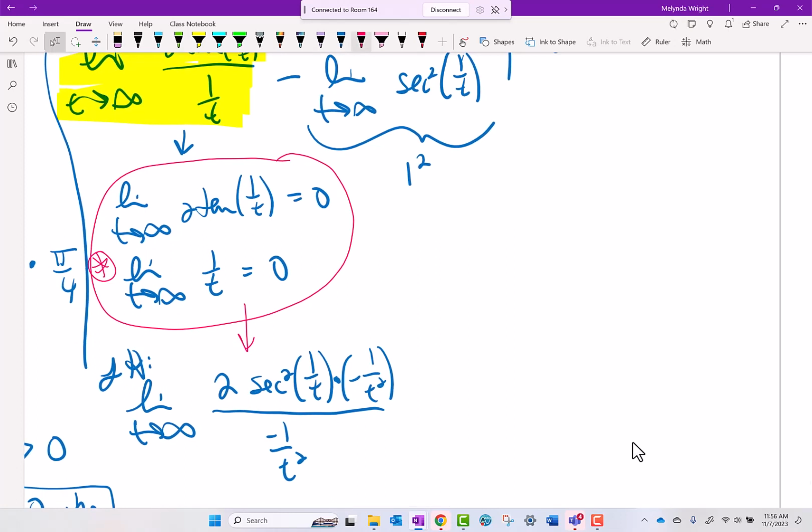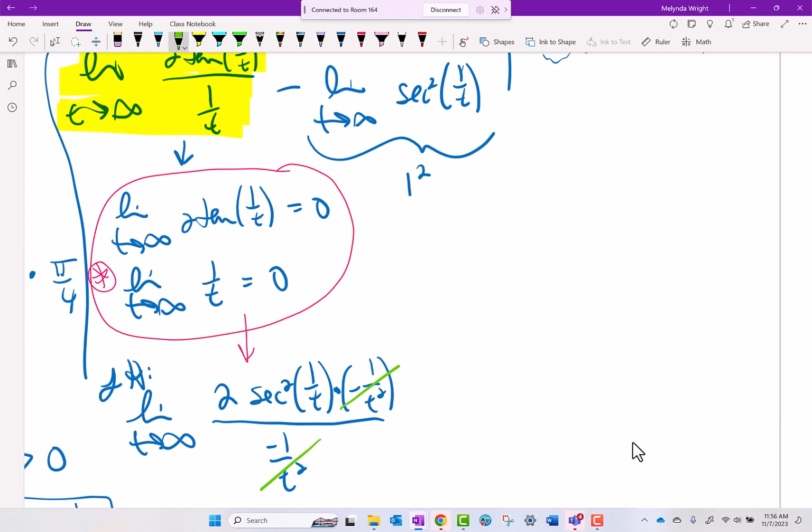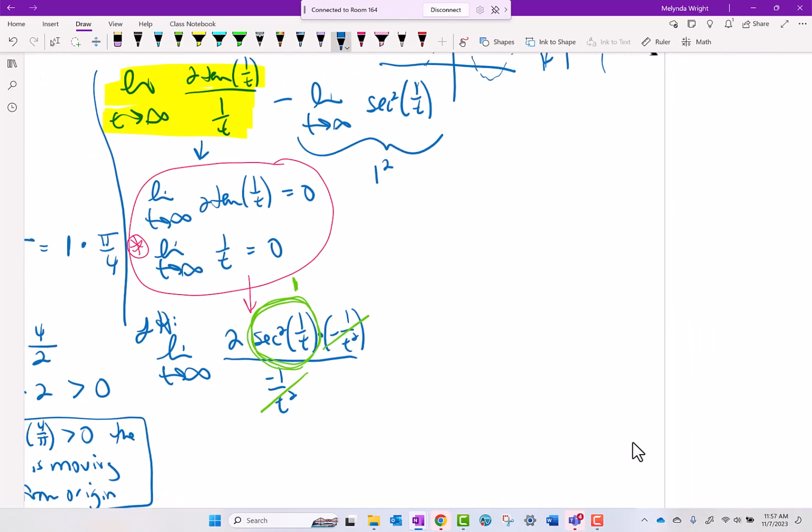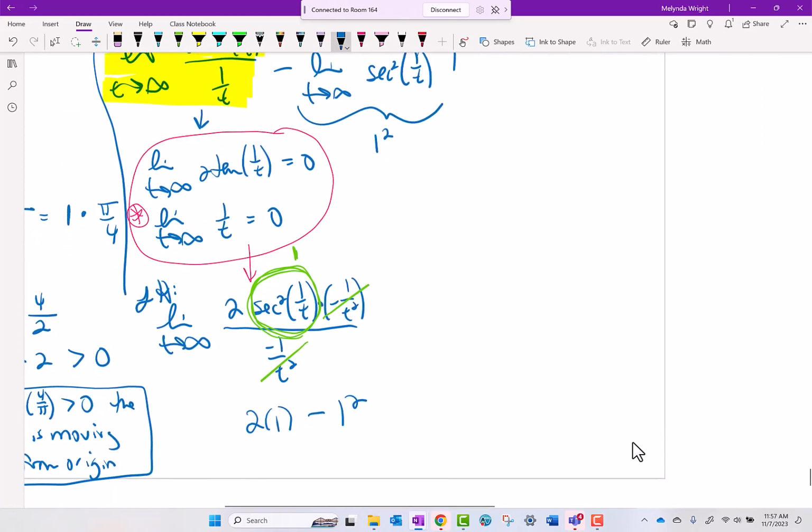Look what beautiful thing happens. That cancels with that. And so we actually already found what the limit as t goes to infinity of secant squared of 1 over t is, didn't we? We found it up here. Isn't that 1? So, sorry for the crazy work everywhere. So this is going to be 2 times 1 minus 1 squared. That's what our limit is. 2 times 1, so that's what? 1. All of that for an answer of 1. That's pretty exciting.